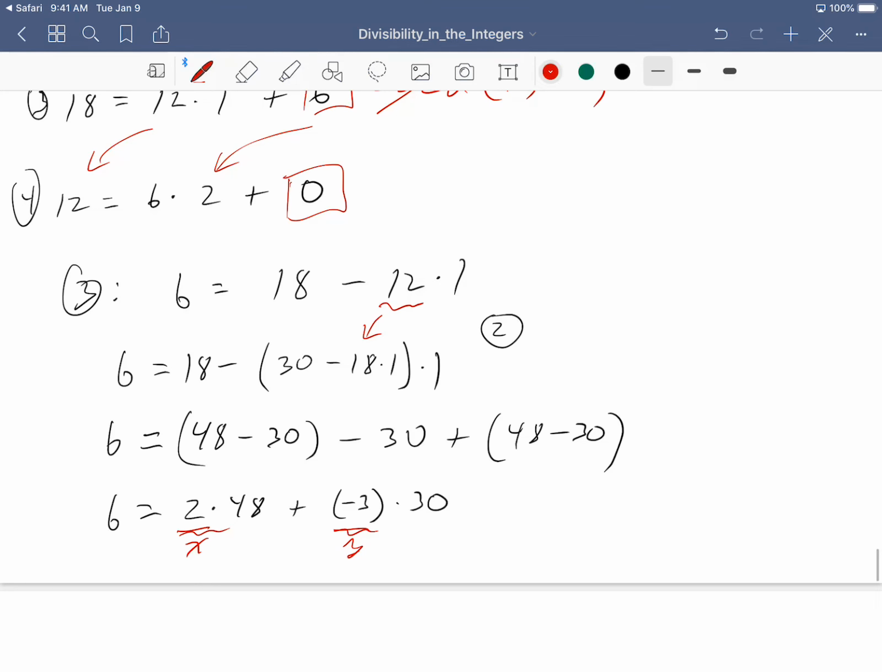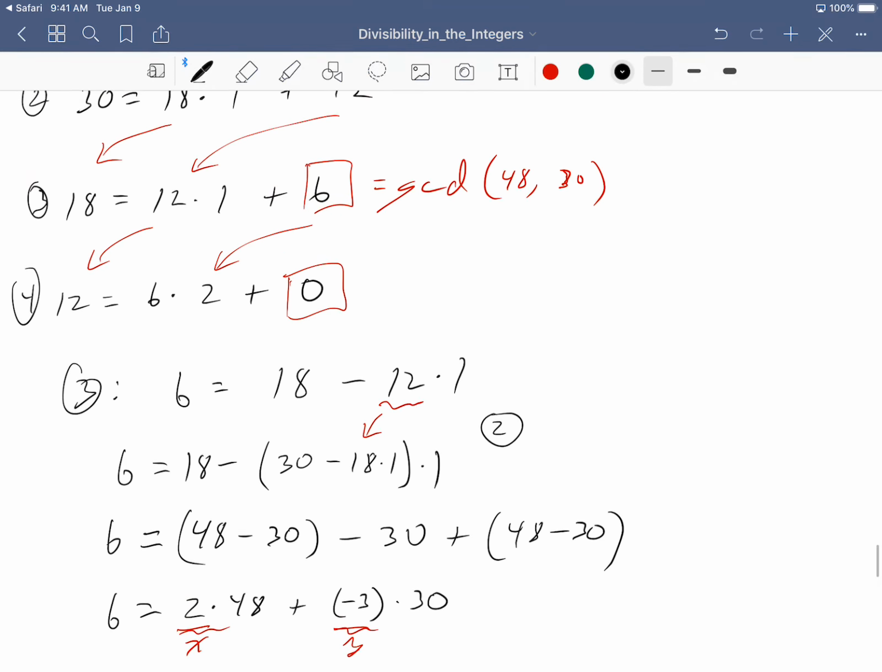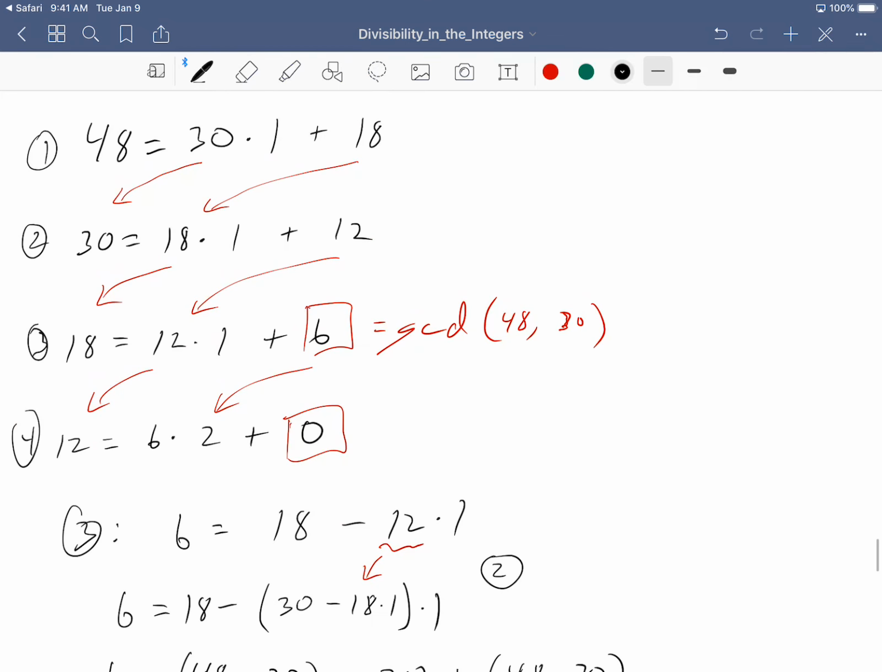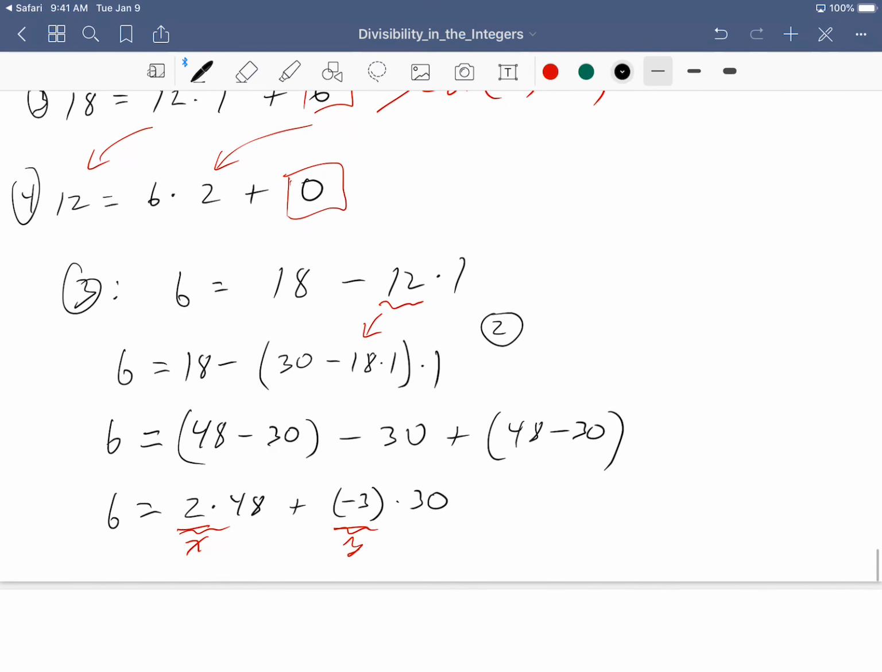So I've found that linear combination just by using these Euclidean algorithm steps in reverse, replacing small numbers with expressions from the equations above until I get to only 48s and 30s.